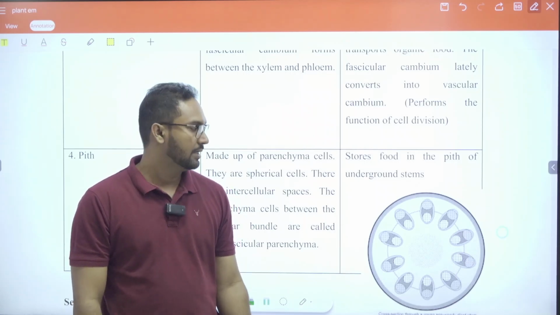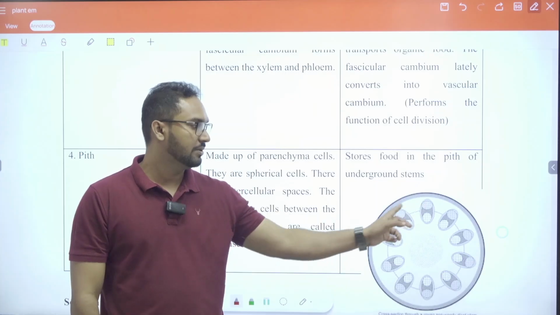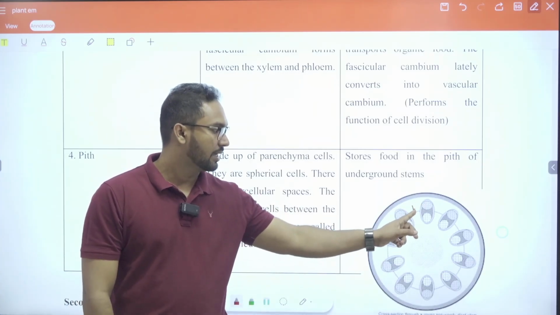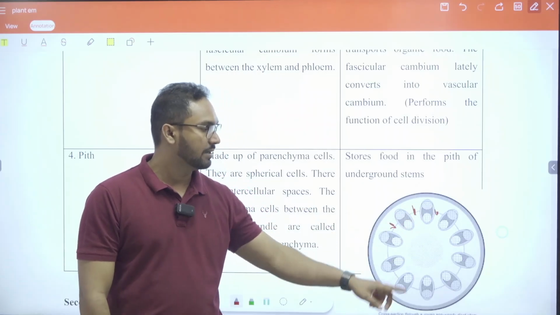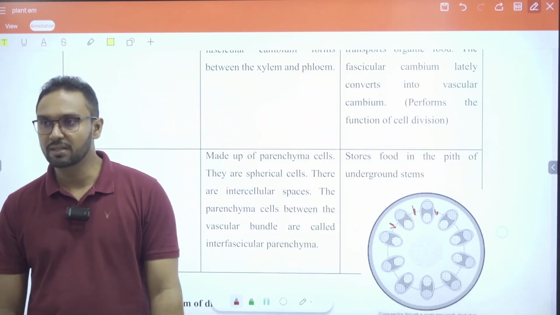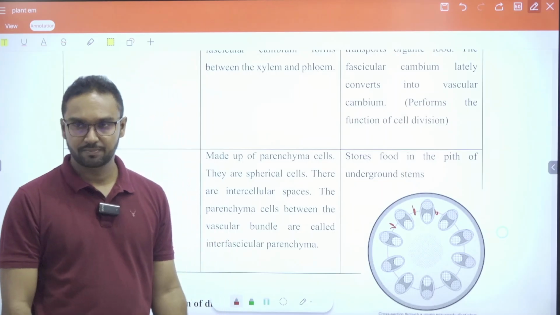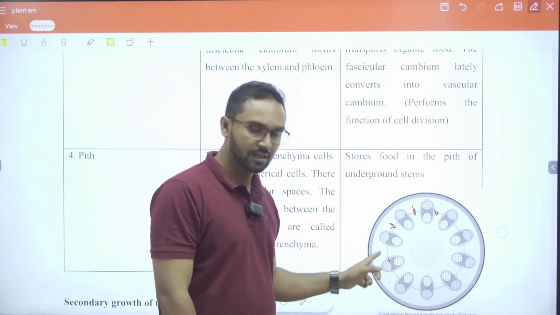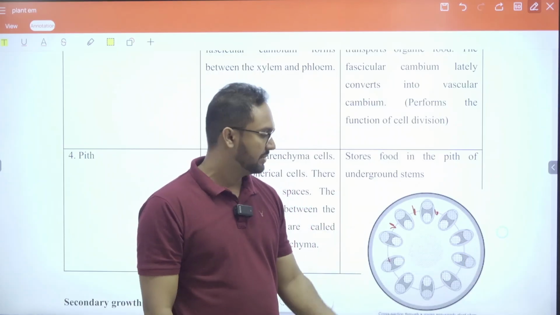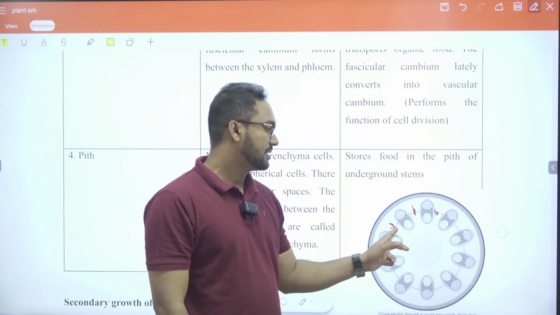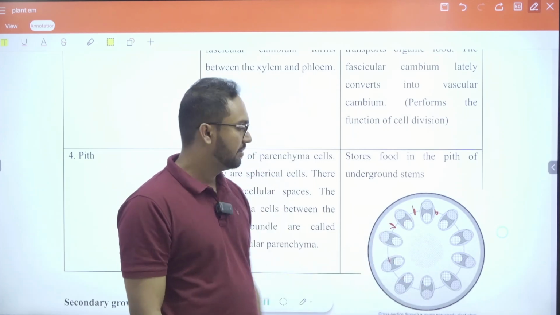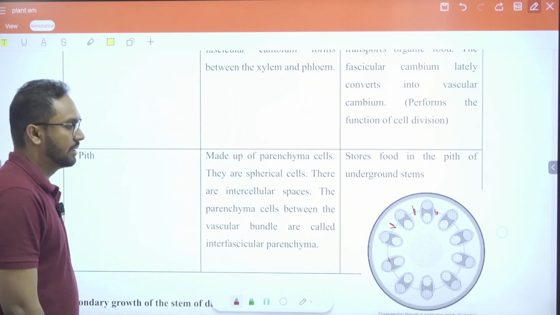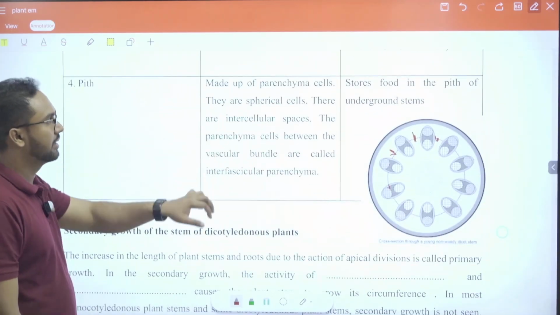ඊට පස්සේ interfascicular cambium එක හැදෙනවා. ඒක හැදෙන්නේ පස්සේ. Interfascicular cambium එකයි fascicular cambium එකයි එකතු වෙලා තමයි vascular cambium කියන එක හැදෙන්නේ. Complete cambium එක, මේ complete ring එක තමයි vascular cambium කියලා කියන්නේ. මුලින්ම තියෙන fascicular cambium මැද්දෙන් interfascicular cambium එක යනවා. ඊට පස්සේ complete vascular cambium එක හැදෙනවා. So interfascicular cambium plus fascicular cambium equals vascular cambium.